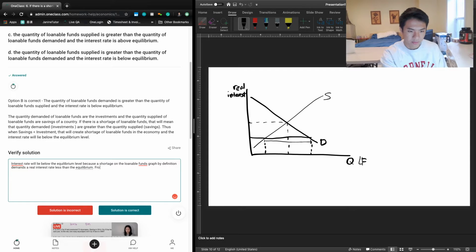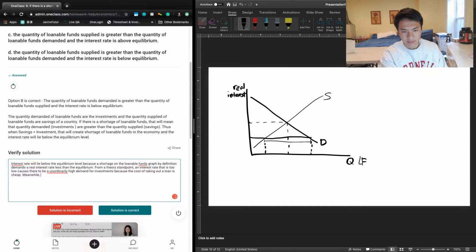From a theory standpoint, an interest rate that is too low causes there to be an inefficiently high demand for investments because the cost of taking out a loan is cheap.